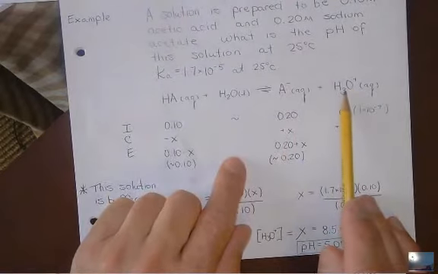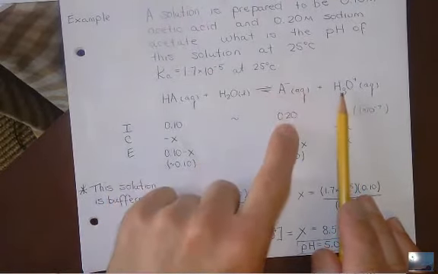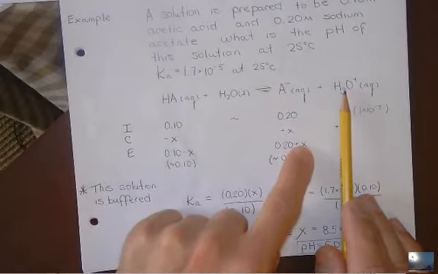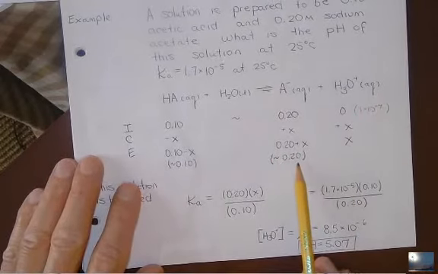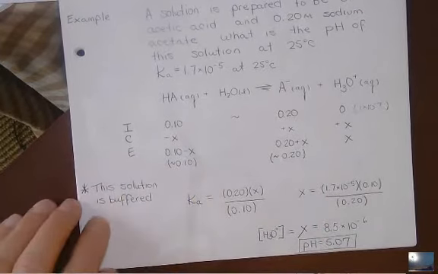So it's going to go less to the right than it would have if this was a 0 here, by Le Chatelier's principle, because you've got a number here. So this number is going to be a lot smaller. So x is going to be tiny. Okay, so 0.2 plus x is basically 0.2, and 0.1 minus x is basically 0.1.